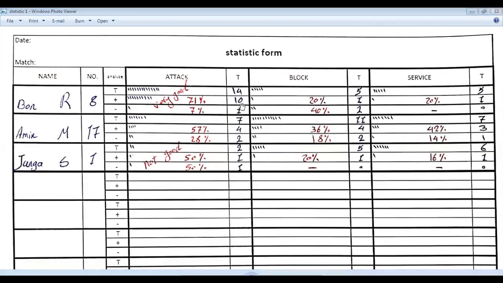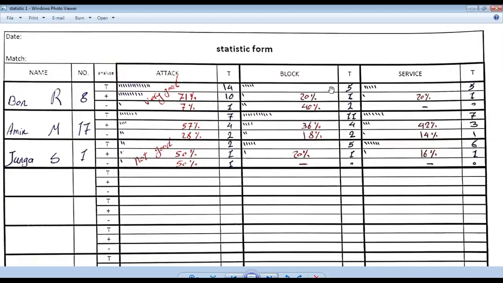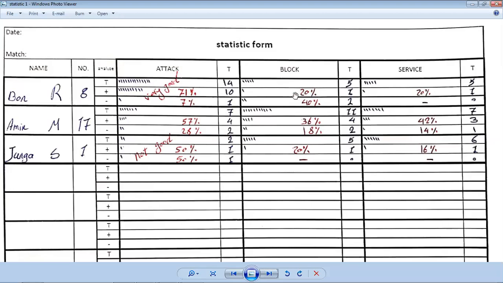And here we have the block of Bon. 5 times he tried to make a block, 1 time success, 2 times fault. And here we have service. 5 times he served, 1 time fault, and we calculate the percentage, 20%. And for the others it is the same.